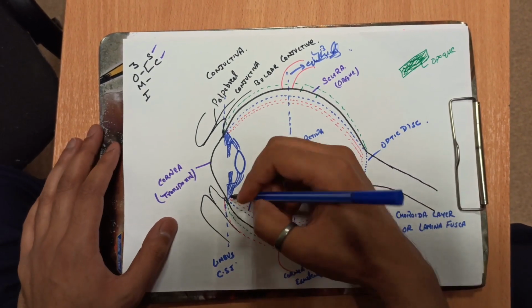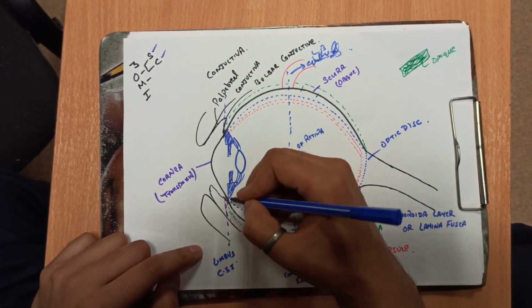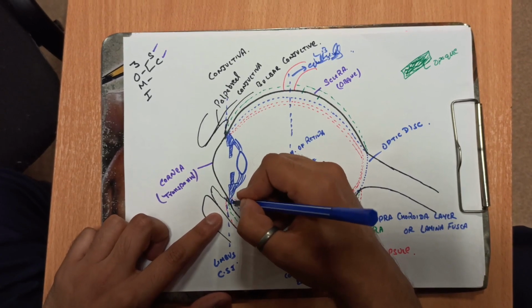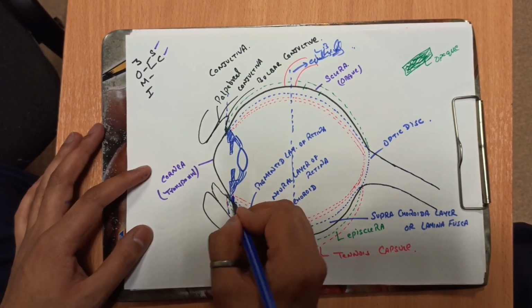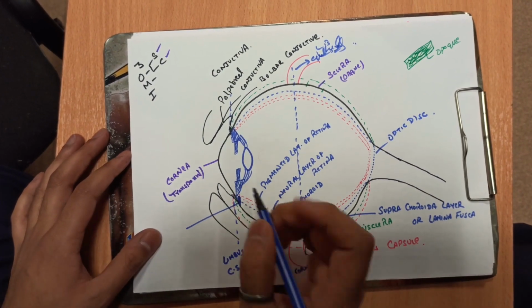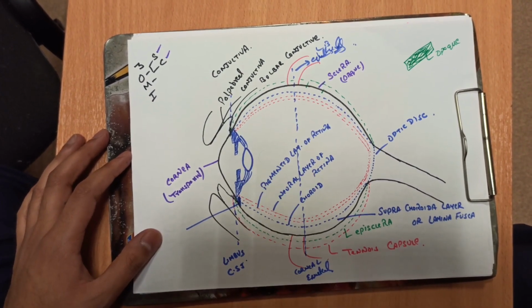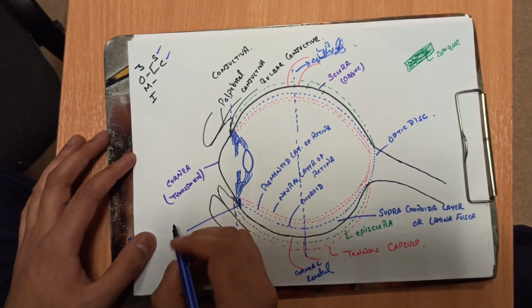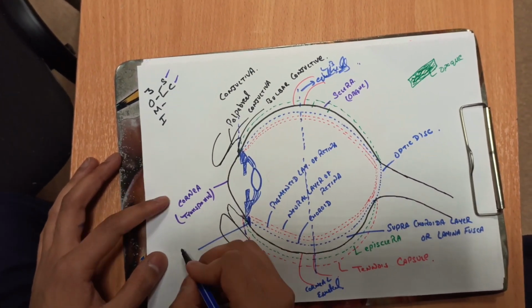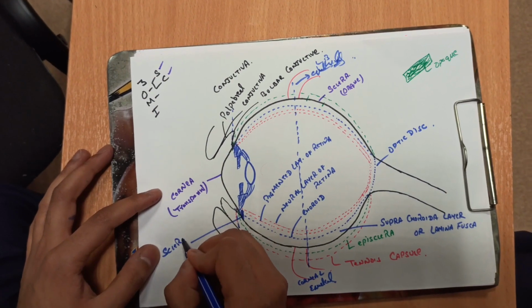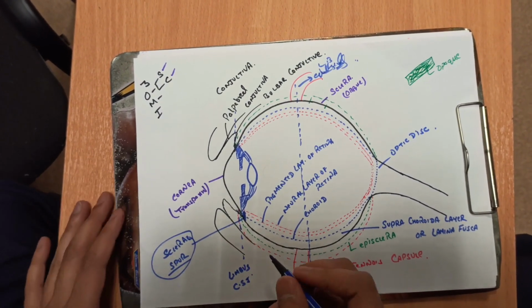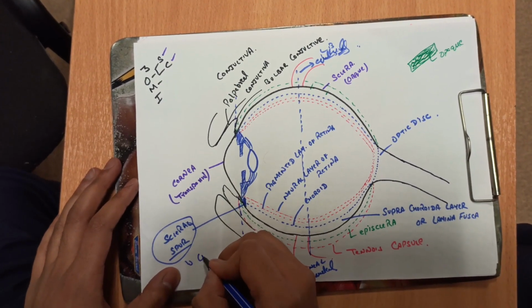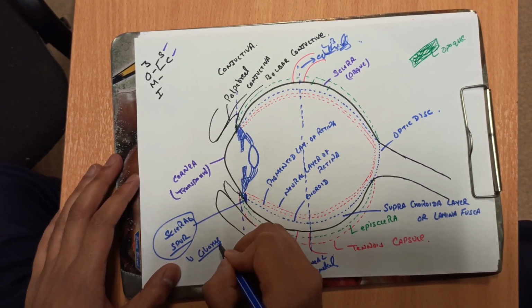Now it must be noted that in this diagram I can show you there is a little bit of bulging out of the sclera just beneath the ciliary body, or you can say the scleral spur. This scleral spur provides attachment to the muscle named ciliaris.